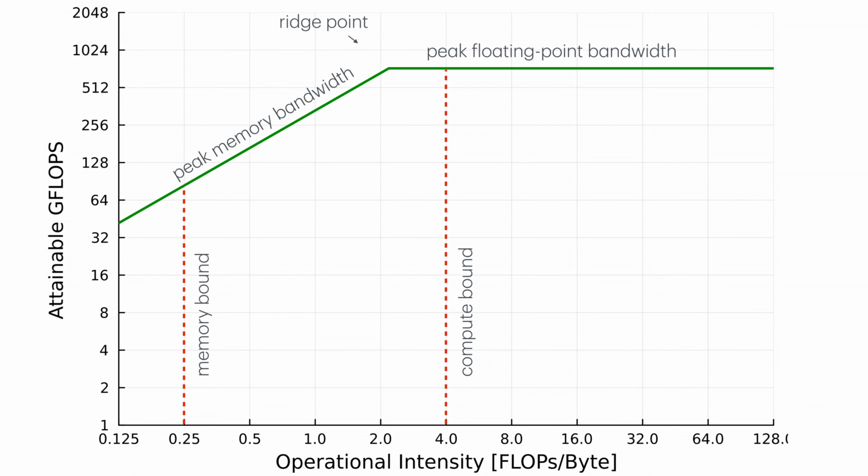Note the ridge point, where the angled and horizontal roofs meet. The x-coordinate of the ridge point is the minimum operational intensity required to achieve peak performance. If the point is far to the right, then only kernels with very high operational intensity can achieve max performance. If it is far to the left, then most computational kernels will be able to reach peak performance. As we shall soon see, the ridge point will move significantly between Apple and AMD CPUs.